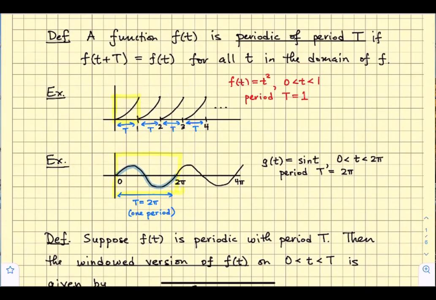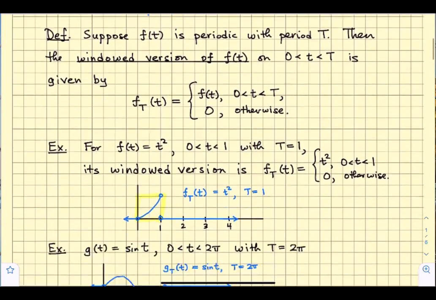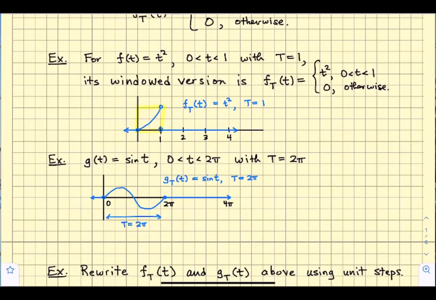But the difference between the full-blown periodic function and the windowed version is here we just want to take one period. We want to grab the one period of that function and we want to zero it out outside of this highlighted window. So here, the windowed version of that function would have the formula little f sub capital T is t squared on 0 to 1 and 0 otherwise.